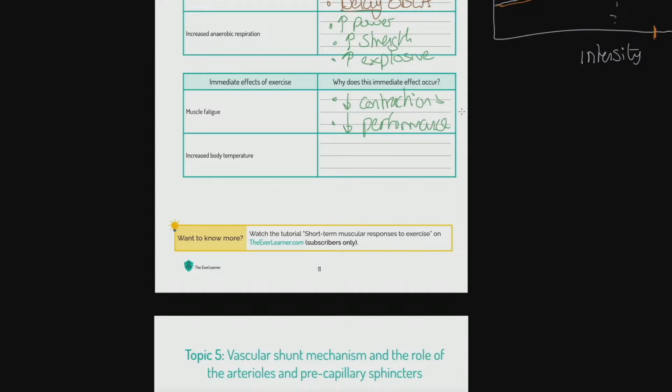What about increased body temperature? Is this a good thing or a bad thing? Well, let's look at this. We get an increased efficiency.